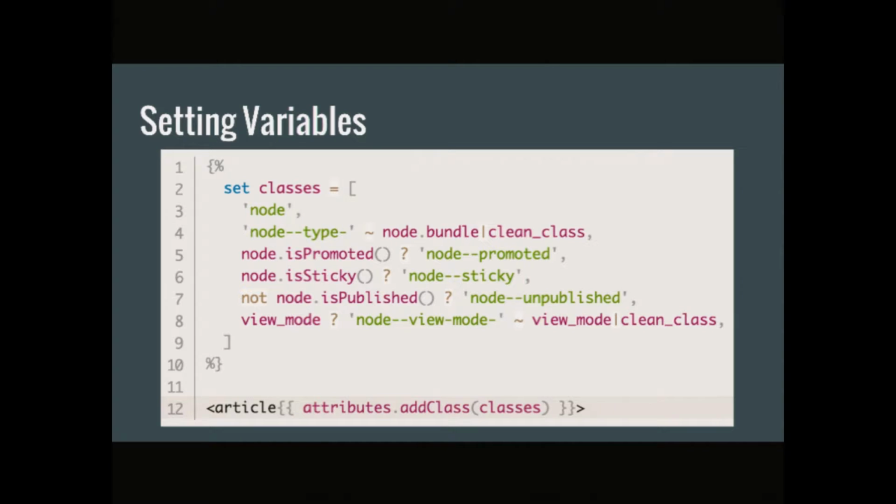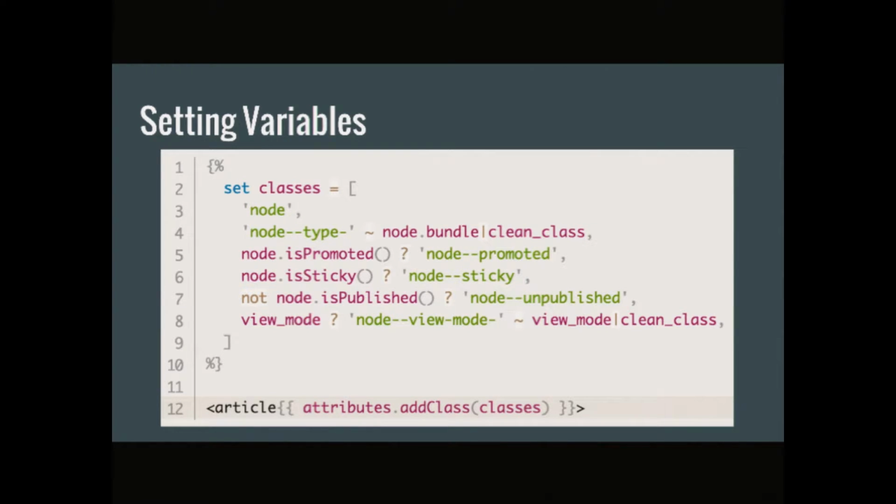How does it work? You use the keyword set, the name of the variable, equals, and then the value. The value can be a scalar, let's say a string or a number. It can be an array, as in this example, or it can be an object, in which case you use brackets. One thing to note here is that you can use anything that Twig puts at your disposal to create, in this case, classes, or to set the variables that you want.